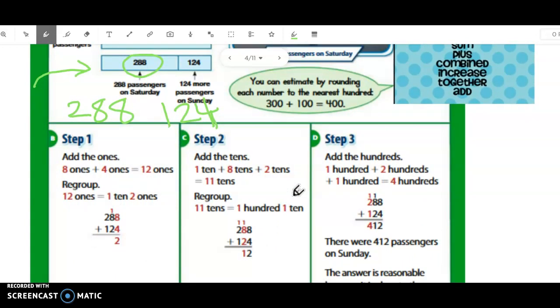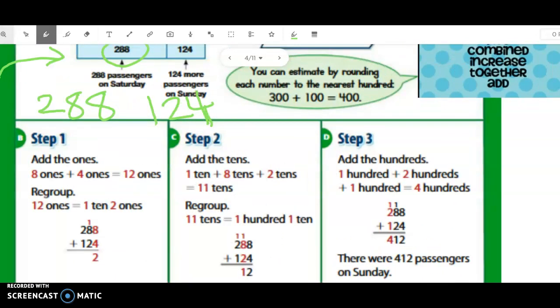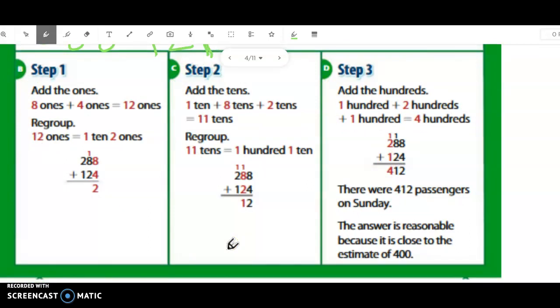So now when we are adding, we add by the place value. So first we add our ones. 8 ones plus 4 ones equals 12 ones. That's the same as 1 ten and 2 ones. So that's why I regroup. And 2 ones. And drop it on the floor.